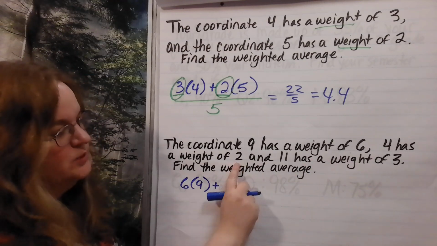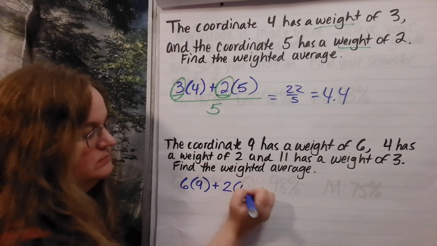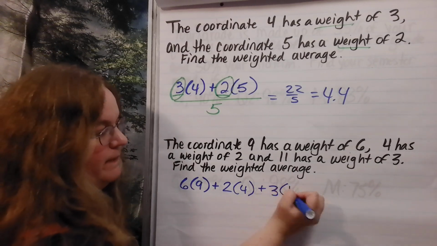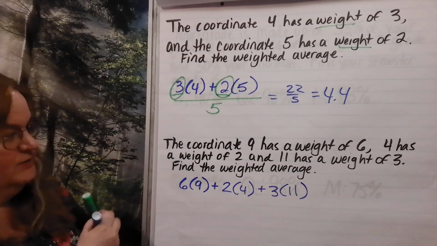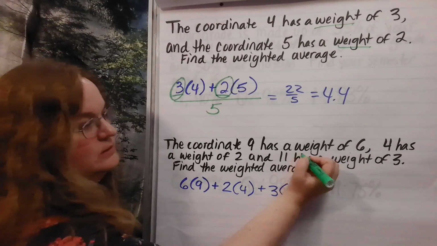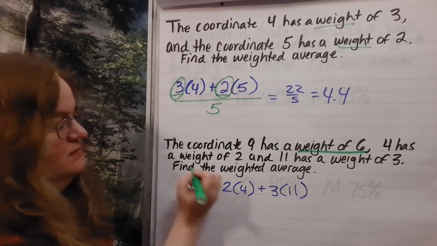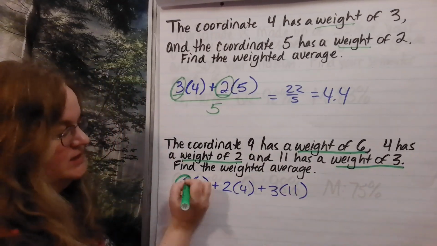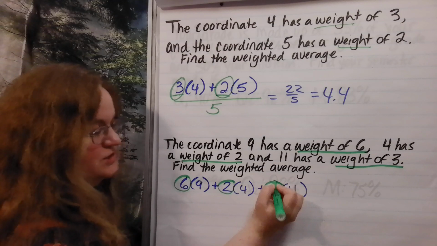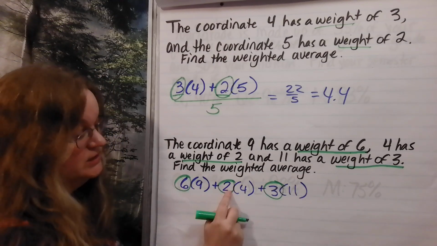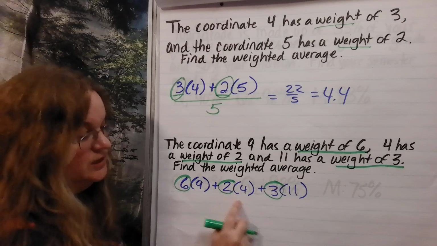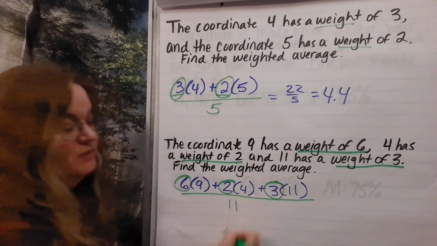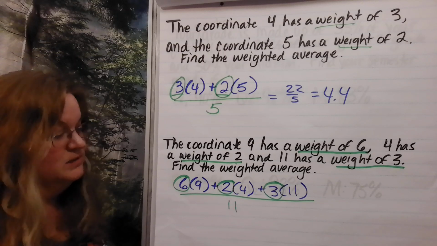And 4 has a weight of 2. And 11 has a weight of 3. So once again, when I'm looking at my problem, weight of 6, weight of 2, weight of 3. So I'm going to take 6 plus 2 plus 3. 6 plus 2 is 8, plus 3 more is 11. So my denominator that I'm dividing by in this case is going to be 11.